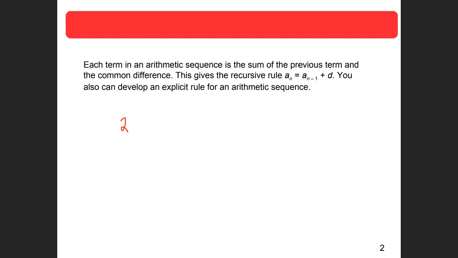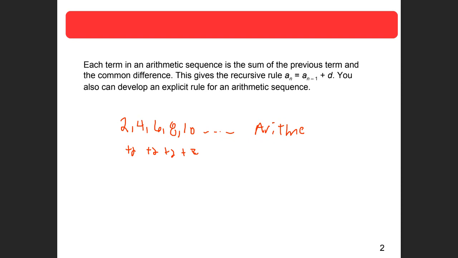So, for example, 2, 4, 6, 8, 10, dot, dot, dot. This is an arithmetic sequence. Why is it an arithmetic sequence? Because if I added the same number, so for example, if I added 2 each time, that's what makes an arithmetic sequence. If you keep adding the same number, it's an arithmetic sequence.